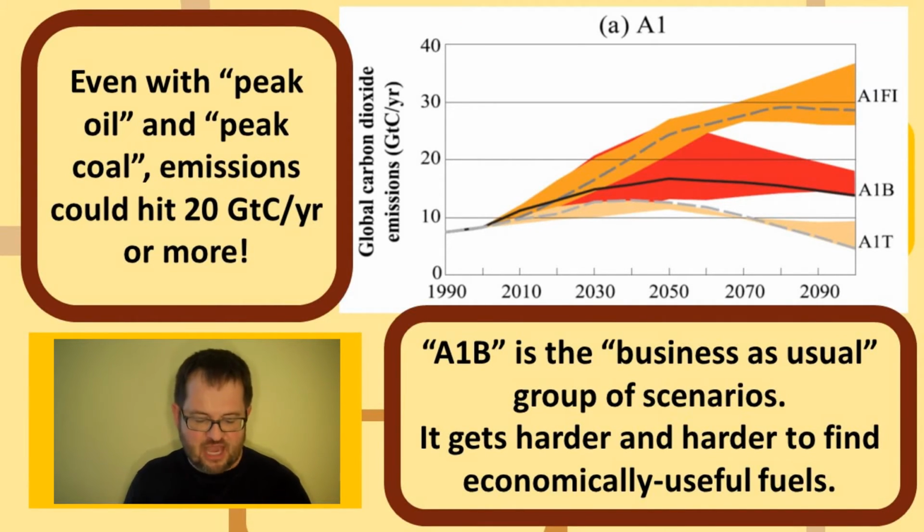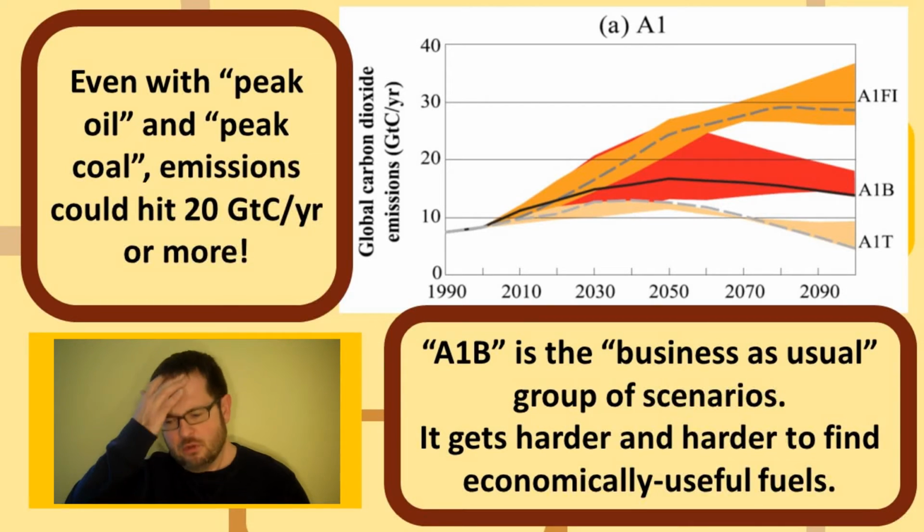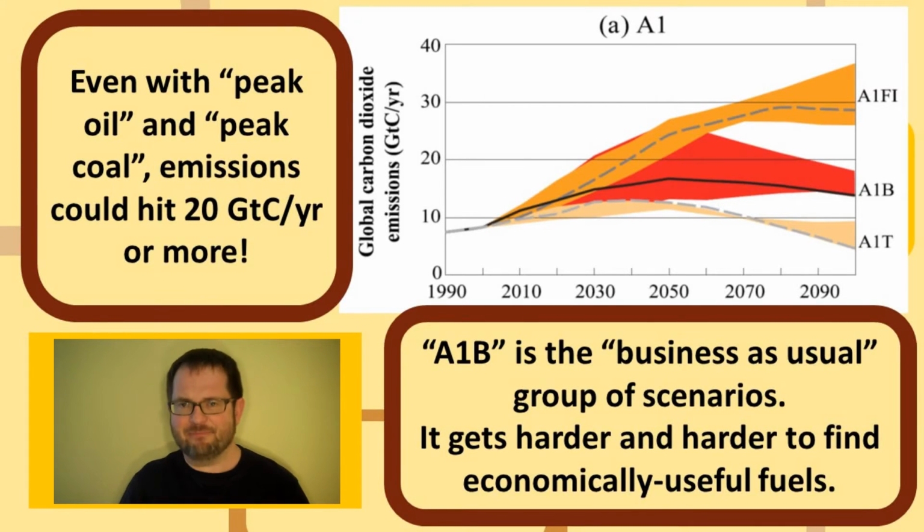And as you can see, the A1B scenarios, the business as usual scenarios, peak at, I don't know, the mean of them is about 17 or 18 gigatons of carbon per year. And some of them are well north of 20 gigatons of carbon per year before carbon emissions start going down. Oh man, these are not happy scenarios. A1 is not so good.